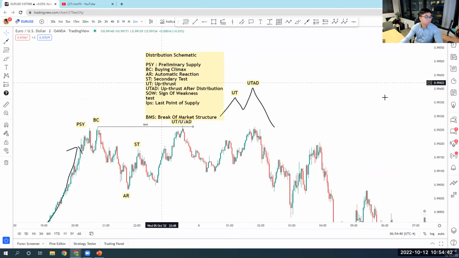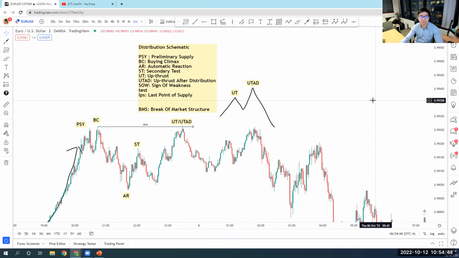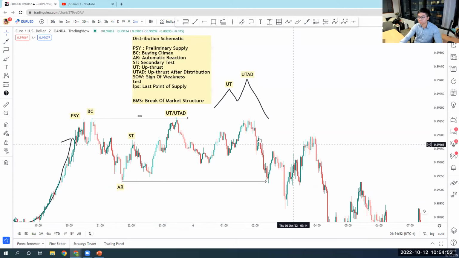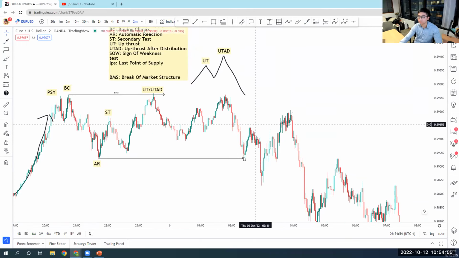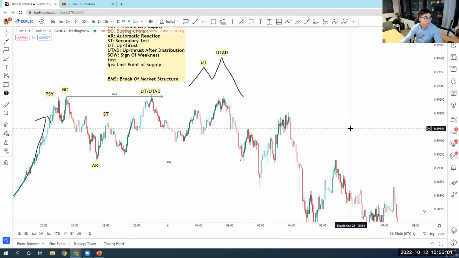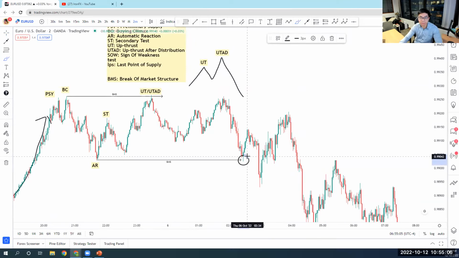So where do we draw this sign of weakness and how do we answer a distribution? A very, very fast one. So notice, price came down, cleared, break of market structure. But the huge problem is, you guys might be thinking, oh, a break of market structure, but then this is just a wick. This is just a wick.